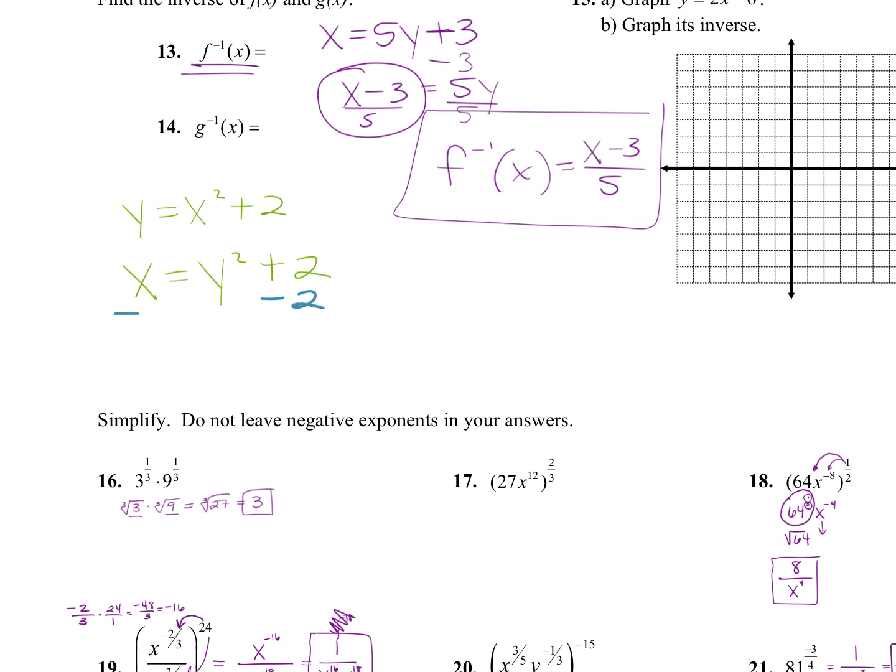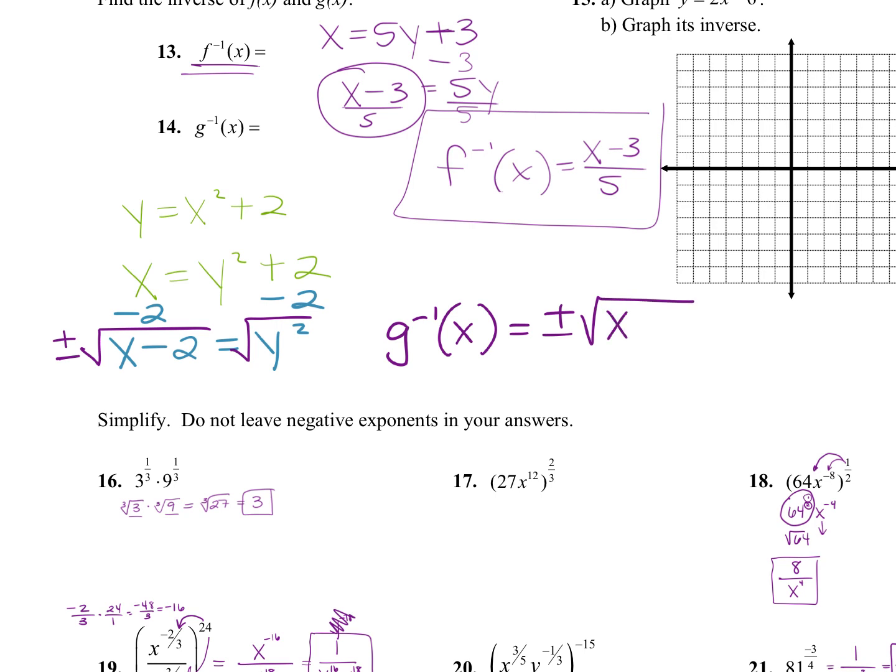Take away 2. Okay, so this is x minus 2 equals y squared. And then you do what? Square root. What happens when you square root? Plus or minus. So when you square root both sides, you get plus or minus. So that's not f, this is g. Okay, so the inverse of our g of x function is going to be plus or minus the square root of x minus 2. And again, I don't care if you leave it as y equals, that's fine. But it is the inverse of your g function.